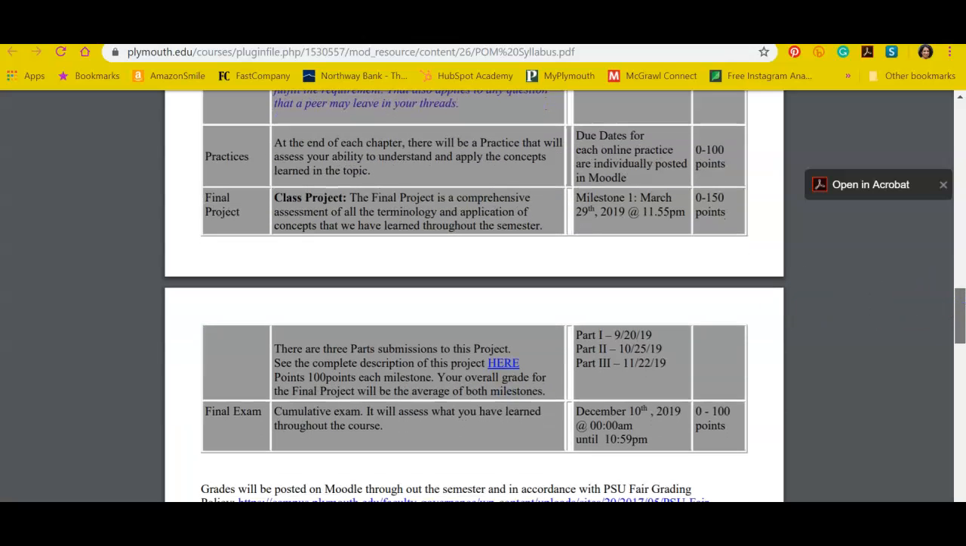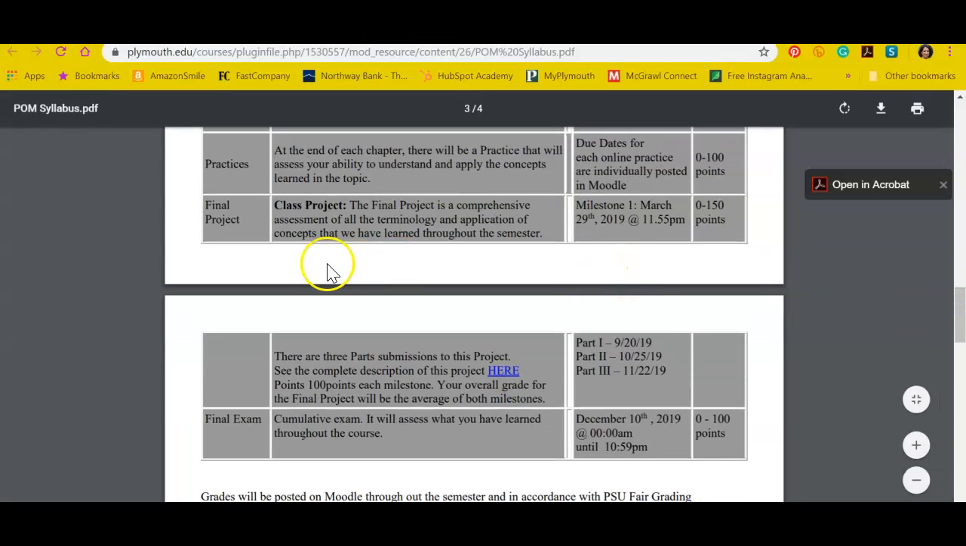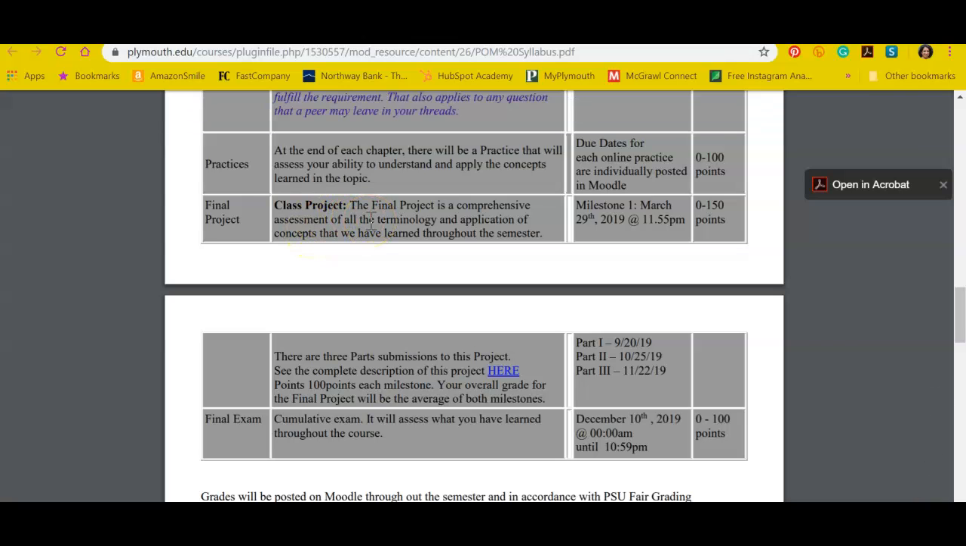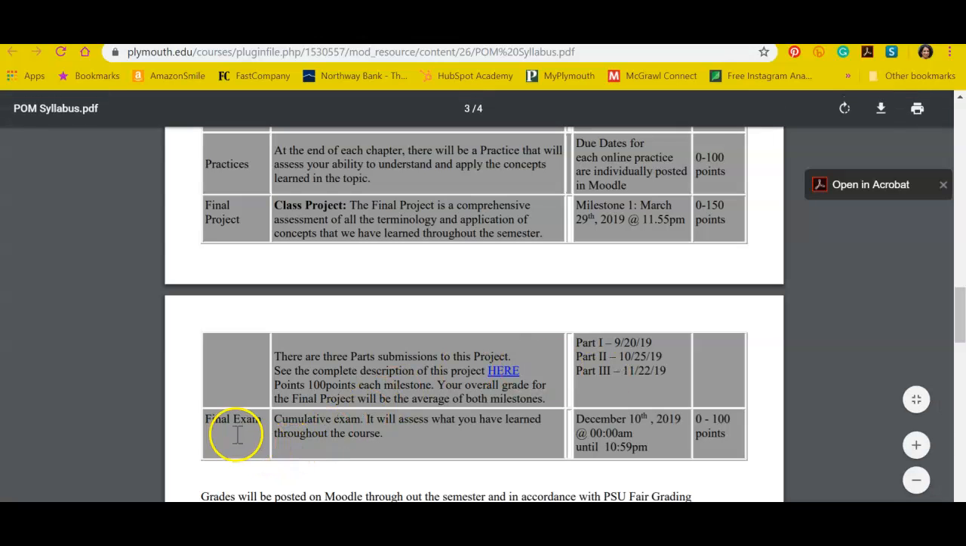And not finally, but third, we have our class project, which is going to be work on a marketing plan. So right here you have details to the marketing plan. I'm going to show you where it is also in Moodle. You can start reading about it, but I'm going to give you specific details for each of the parts as the time comes near. Then we have the final exam that is already scheduled for December 10th.